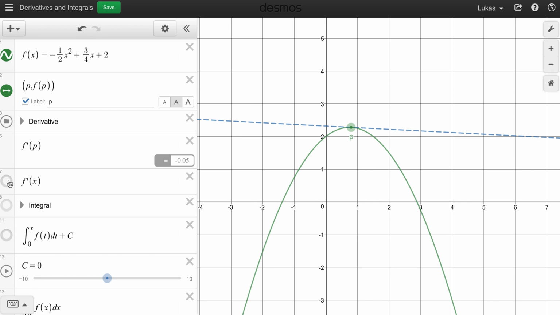So let's hide that for now, and I will hide that line as well. Now what we can think of is going the other way. We just found the derivative of our function f of x. But what if f of x was the derivative of another function? So what if this here represented the slope of the tangent of another function?